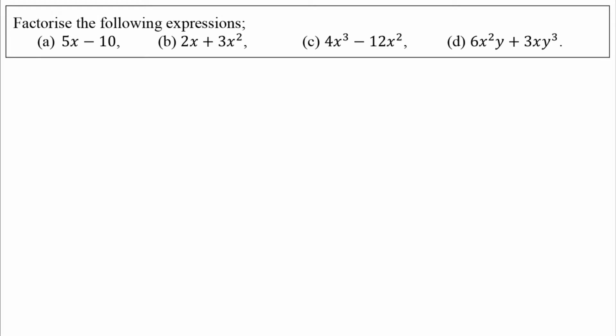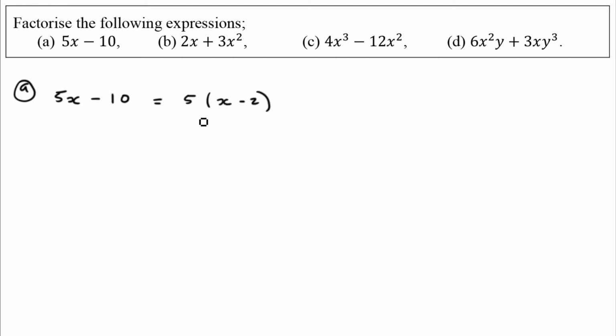In each of these examples, we have two pieces joined together either by a plus or a minus, and we need to see if we can identify common factors in each of those pieces. So, in part A, what is common to both the 5x piece and the 10 piece? Well, both of them are multiples of 5. So we could factorize out a 5 from both pieces, leaving us with x subtract 2.